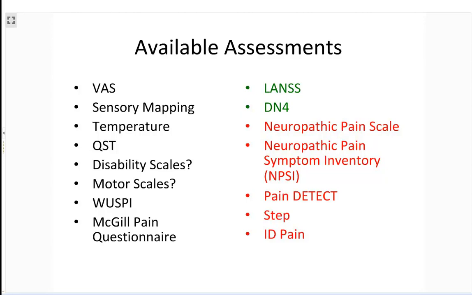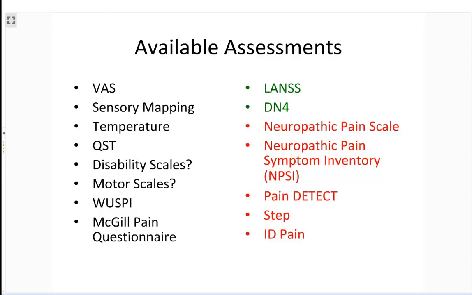It's good to get the sensory mapping to get a good understanding and sensory assessment of the areas that are going through, as well as looking at temperature abilities. QST, as I said, is increasingly used in research in the European groups. Use of disability in motor scales, I've put a little question mark here with regards to it, given that I don't believe they're sensitive to change or sensitive to being able to detect differences due to pain or due to neurological disability as well. There is a wheelchair user's shoulder pain index that's utilised more for people with spinal cord injury. McGill pain is very useful.